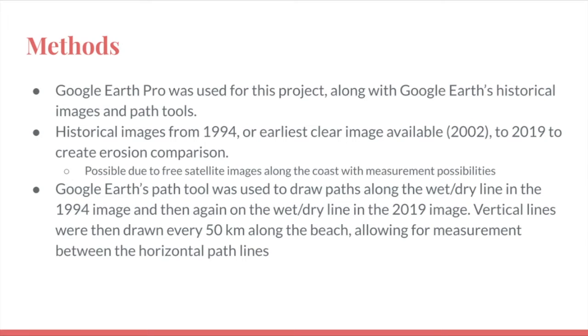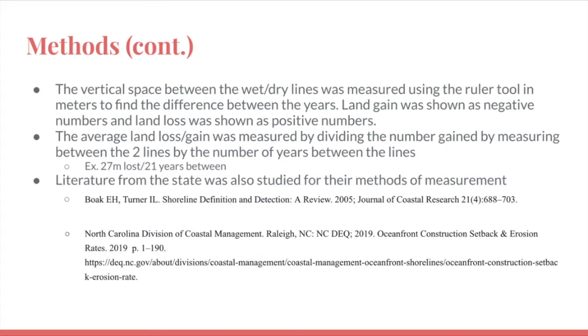Vertical lines were then drawn every 50 kilometers along the beach, allowing for measurement between the horizontal path lines. The vertical space between the wet-dry lines was measured using the ruler tool in meters to find the difference between the years. Land gain was shown as negative numbers, and land loss was shown as positive numbers. The average land gain or loss was measured by dividing the number gained by measuring between the two lines by the number of years between the lines. For example, 27 meters lost divided by 21 years in between.